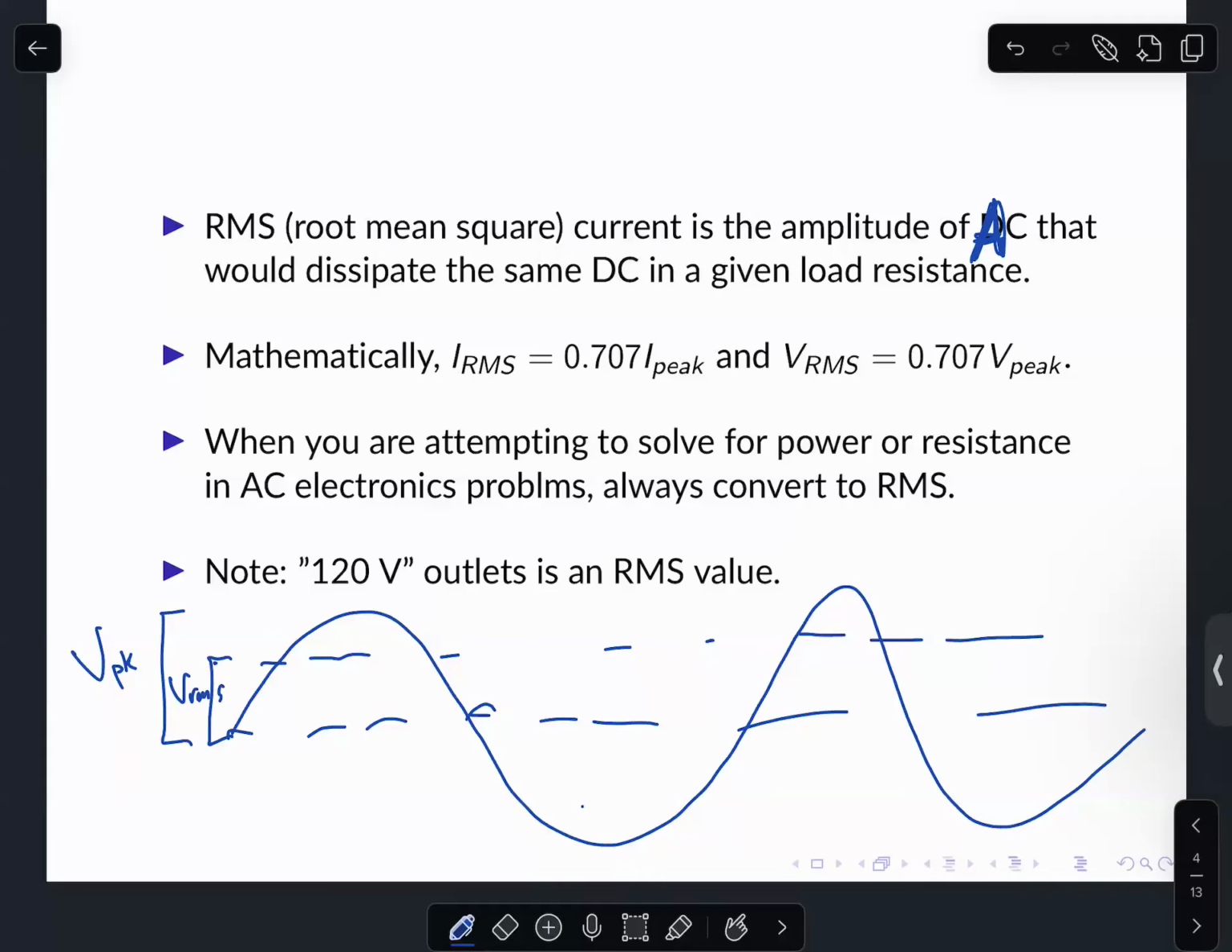The dotted line is saying this is the amplitude that corresponds to 70% of peak, roughly, the amplitude that corresponds to how much DC it would take to talk about the power in the same way, with the same formulas. If you want power to equal V times I, in DC, that just works. DC has a single value. Since AC wiggles, we have to convert to RMS before we do V times I.